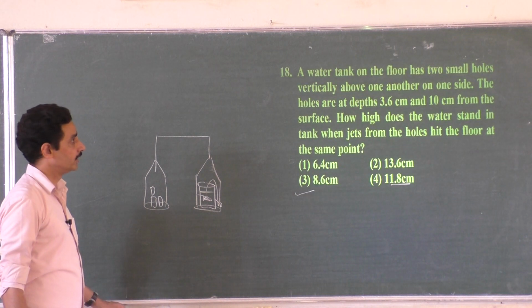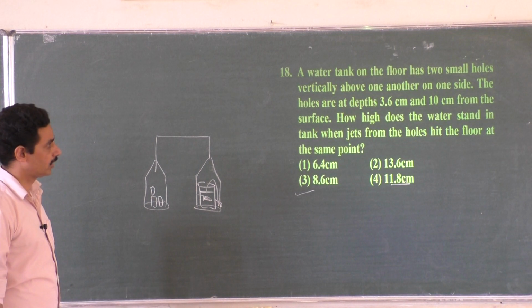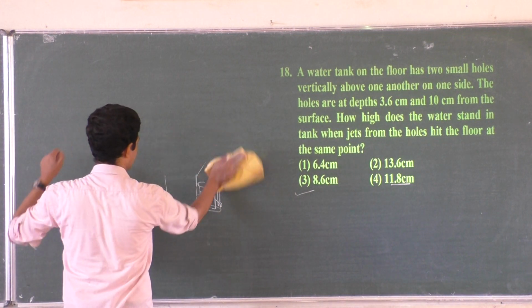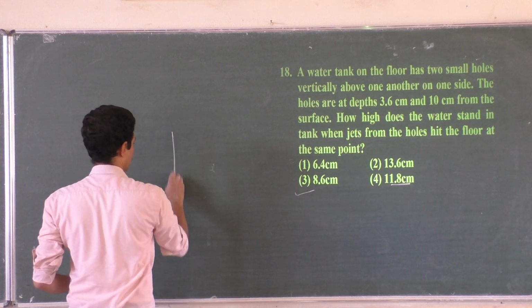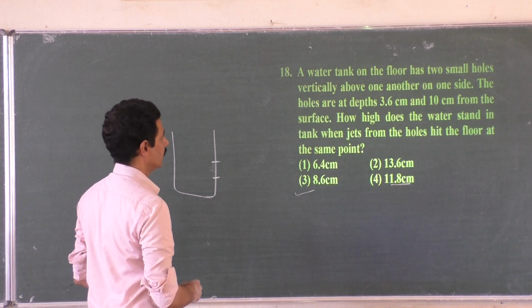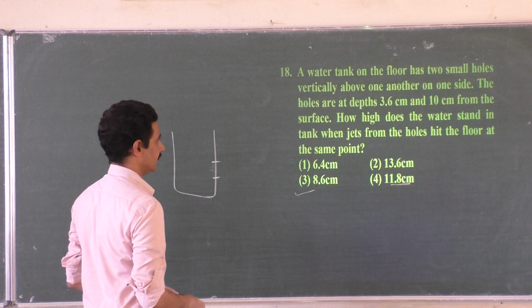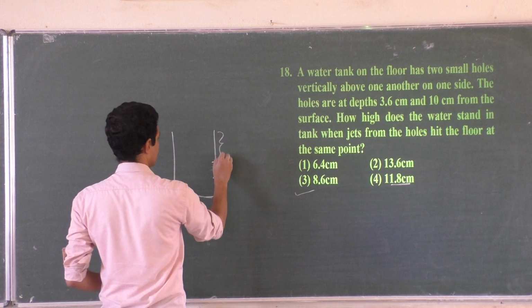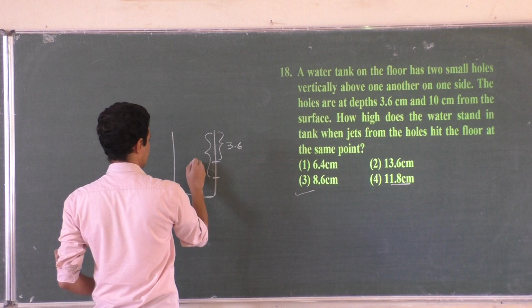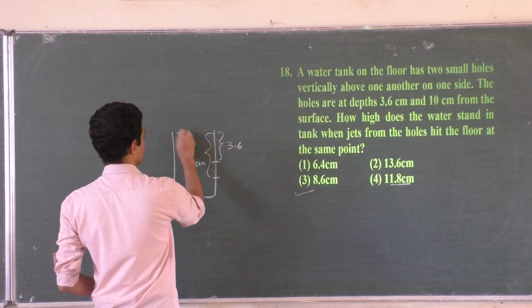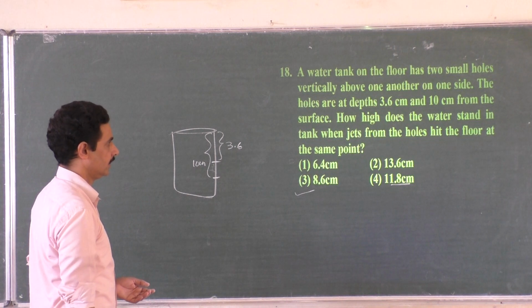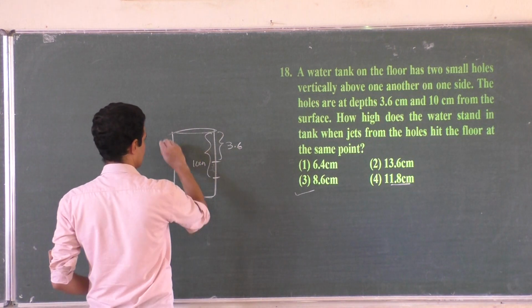18. A water tank on the floor has two small holes vertically above one another on one side. Yes, the water tank has two holes, one here, another here. The holes are at depths of 3.6 centimeter and 10 centimeter from the surface. Then how high does the water stand in the tank?